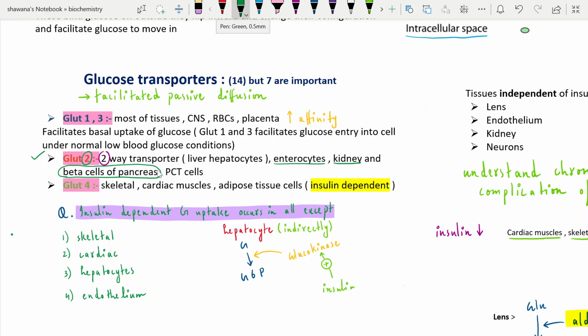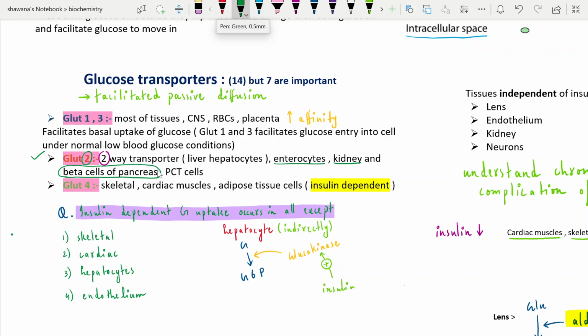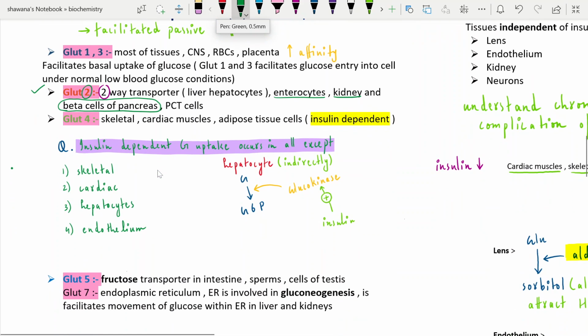And in this condition, they must require the glucose transporter too, because they are very important in estimating the blood glucose level. Coming to the next one, GLUT4 is very important in skeletal muscles, cardiac muscles, and adipose tissues. Skeletal, cardiac, and adipose tissues, and these are insulin dependent. This is very important information. You need to remember that GLUT4 is insulin dependent. It means that they require insulin for the glucose uptake, for the glucose transport.